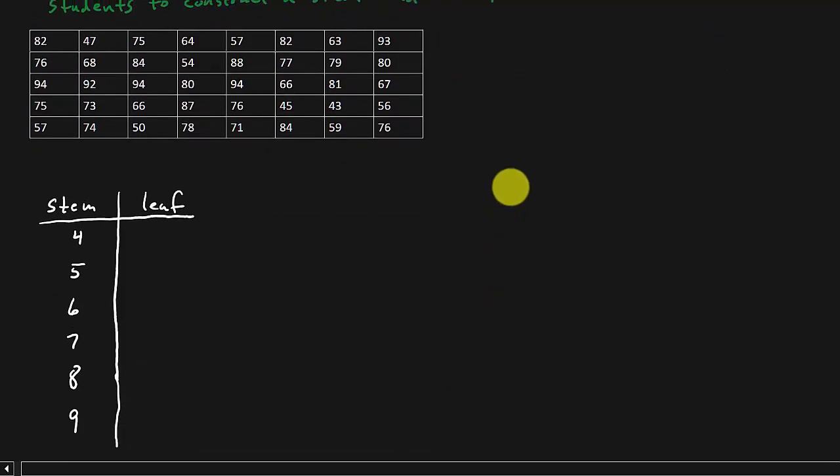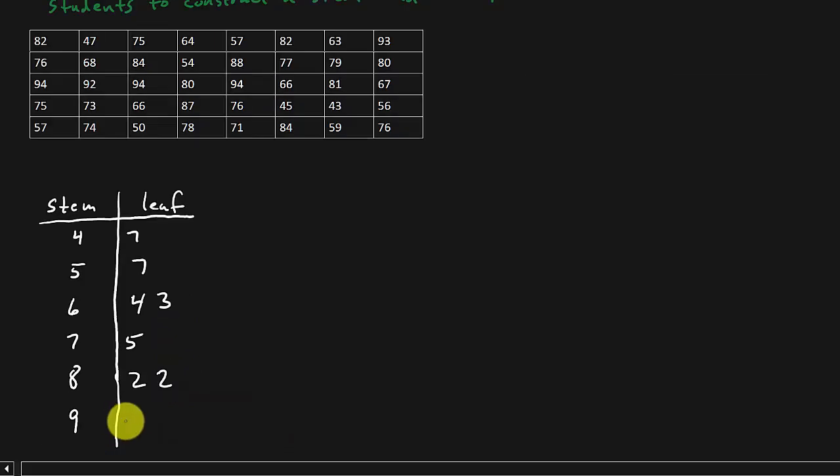So if we look at this, we've got 82. So I would put the 2 there. 47, 75, 64, 57, 82, 63, and 93. So you see what I'm doing? I'm just going through here. 82, 82. Okay, the first digit is the stem and the last one is the leaf.